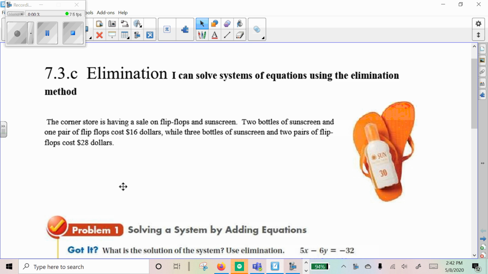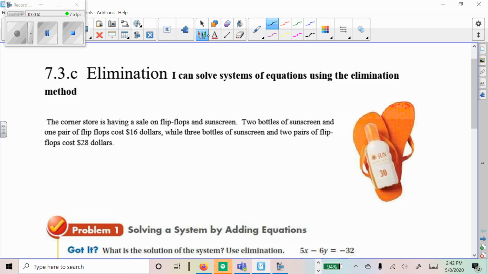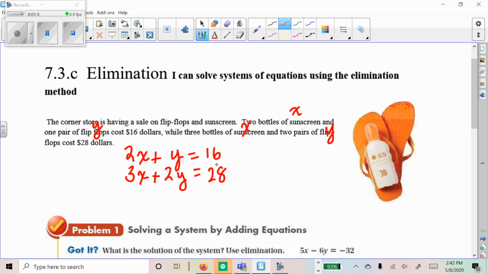But anyway, look at this first problem here. It says the corner store is having a sale on flip-flops and sunscreen. 2 bottles of sunscreen and a pair of flip-flops cost $16, while 3 bottles of sunscreen and 2 pair of flip-flops cost $28. So let's let the cost of sunscreen be X and the cost of flip-flops be Y. So the two equations are 2X plus 1Y is $16, and 3X plus 2Y is $28. And what we would like to know is how much is the sunscreen, how much are the flip-flops?